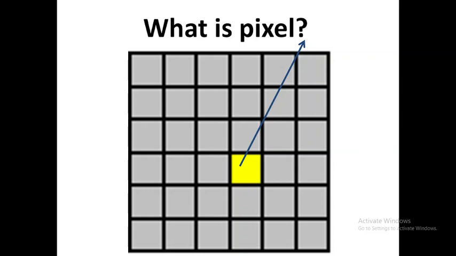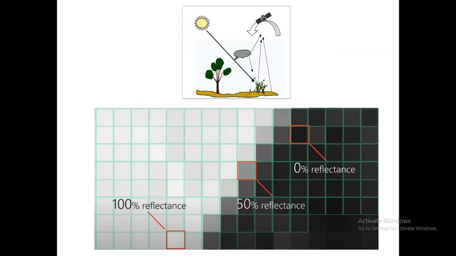What is a pixel? We have talked about the spatial resolution and we have talked about the pixel, and now we have to learn about the pixel. The sun is emitting radiation, and this radiation is scattered by the various surfaces on the earth, and then the satellite captures this radiation.